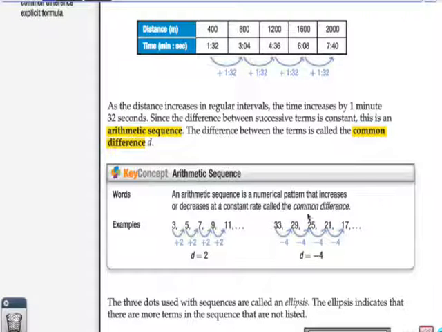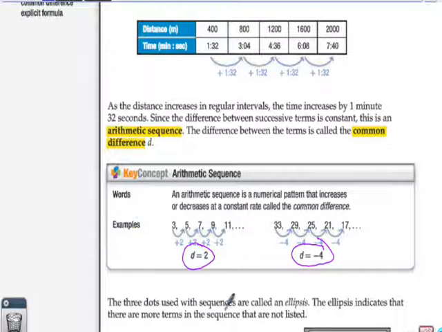So an arithmetic sequence is a numerical pattern that increases or decreases at a constant rate called the common difference. The rate here is called the common difference, and it could be up or it could be down. You'll notice right here this is 2 and this is -4. So these are the common differences.